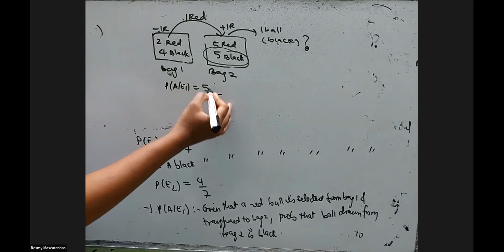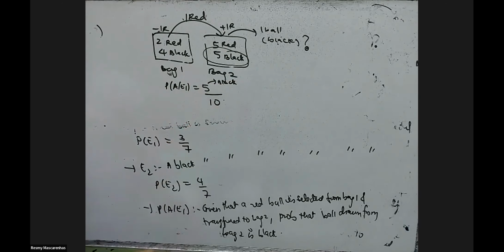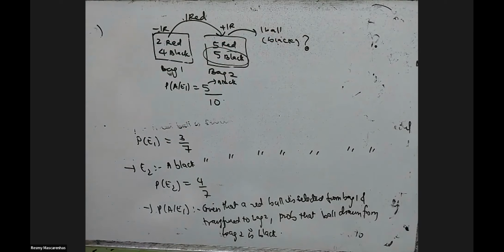5 black balls out of total 10. Because the question is asked for black now. If they had asked for red, it would be again 5 out of 10 only.